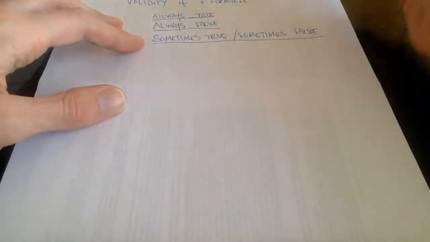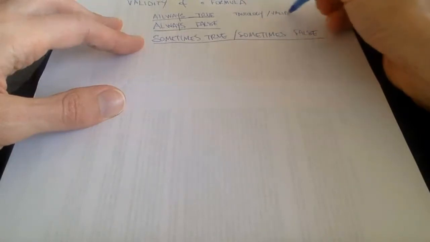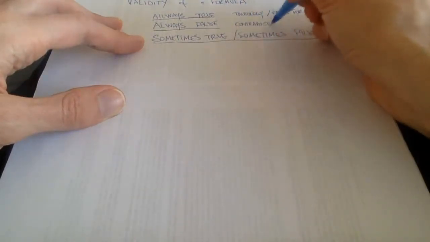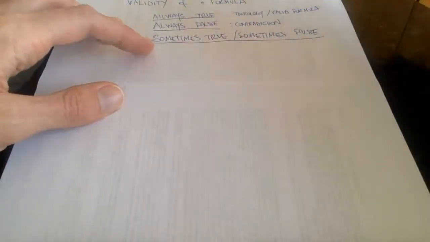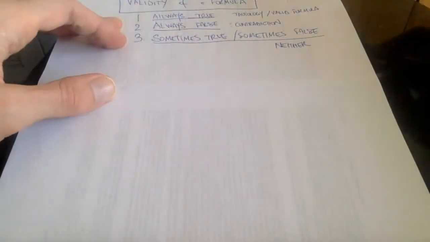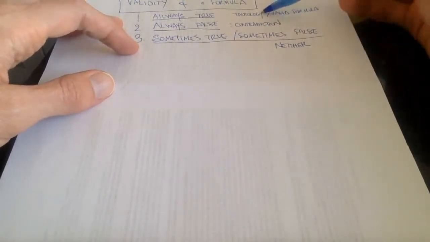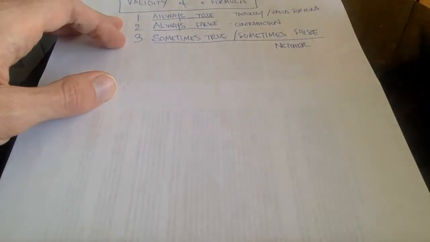In the first case, we say that the formula is a tautology, or that it is a valid formula. In the second case, we say that it is a contradiction. And in the third case, we say that it is neither a tautology nor a contradiction. So these are the three types of formula that you can have: always true, always false, and sometimes true, sometimes false. Tautology, contradiction, or neither.